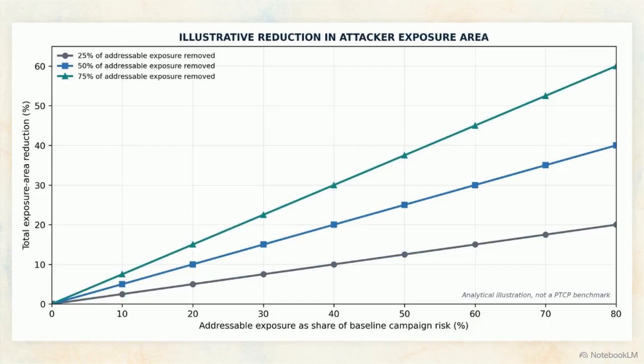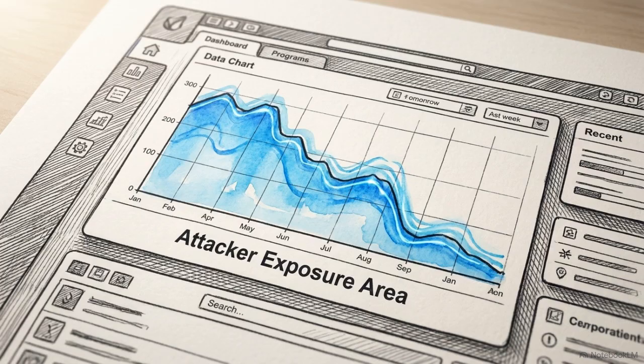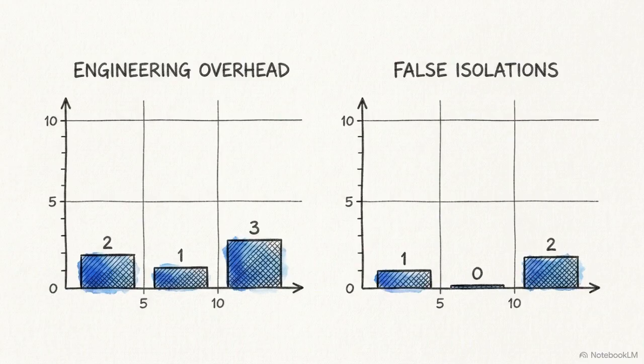This chart models the Amdahl-style bound on the system. The maximum direct reduction in attacker exposure scales strictly with the percentage of the campaign footprint that is addressable by topological evidence. Operational utility is proven exclusively when this measured reduction in attacker exposure offsets the engineering overhead and any costs incurred by false isolations.